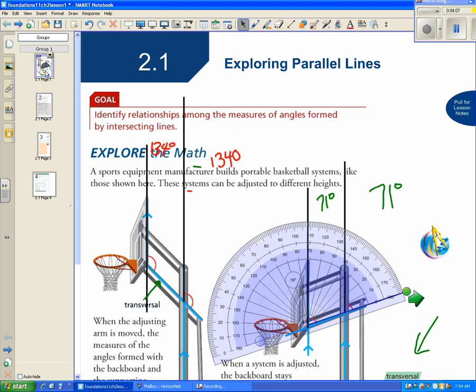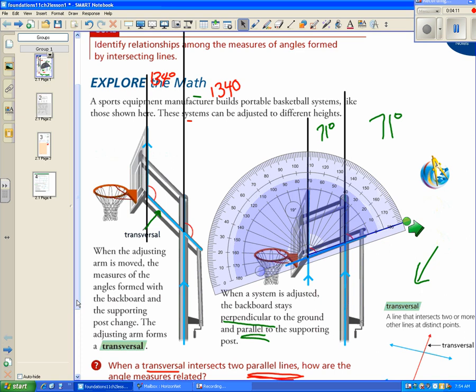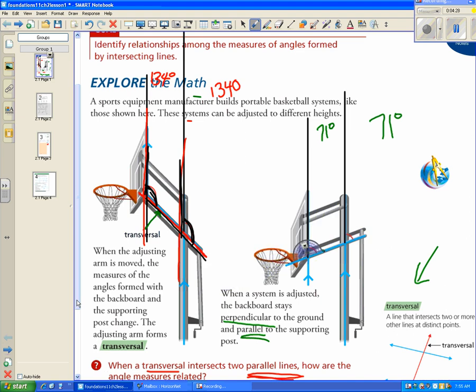What I want to do is go back for one second. We have these parallel lines, and if you notice, those angles are kind of like if we drew an F, the angles underneath the F. Similarly here, if we drew an F, those are the angles underneath the F.